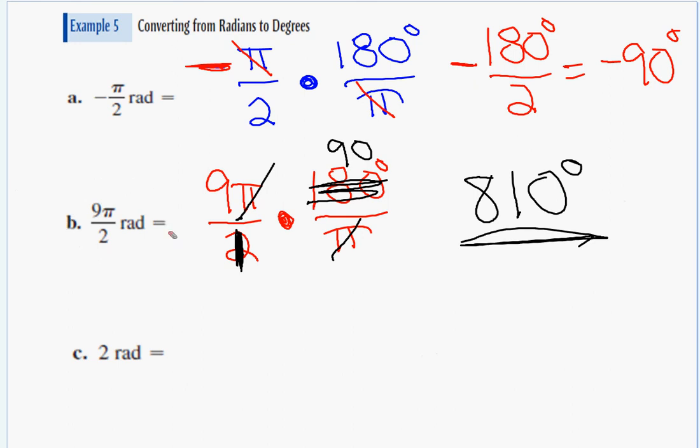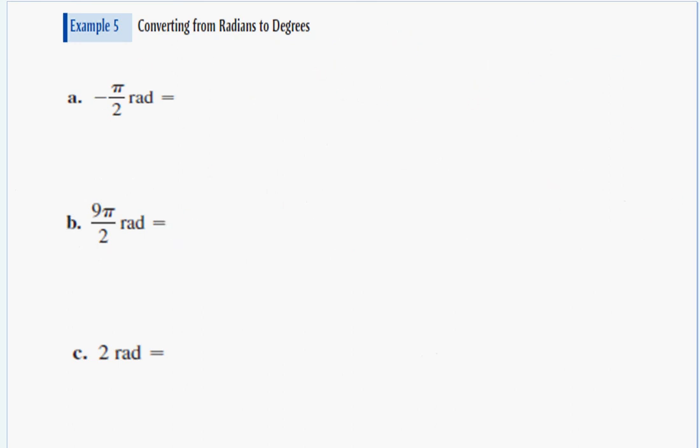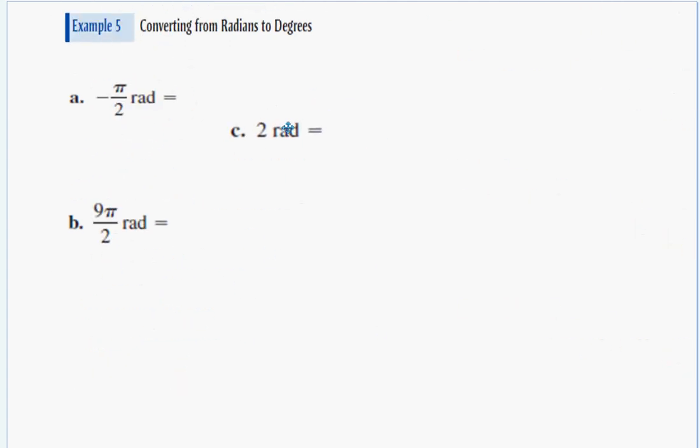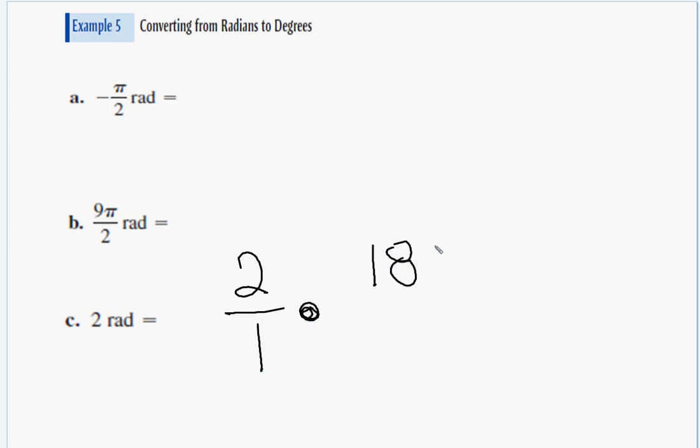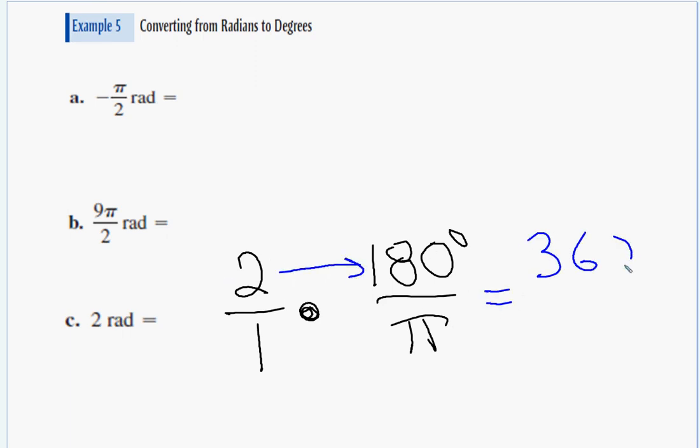Now, I mentioned earlier that most radians have a pi in them somewhere, so they usually stick out, but this one doesn't. It's just 2 radians. So here we are going to have 2 over 1 times 180 over pi. Now notice pi is not going to cancel, but that's not going to stop us. We're just going to multiply straight across. 2 times 180 is 360. And then 1 times pi is pi.